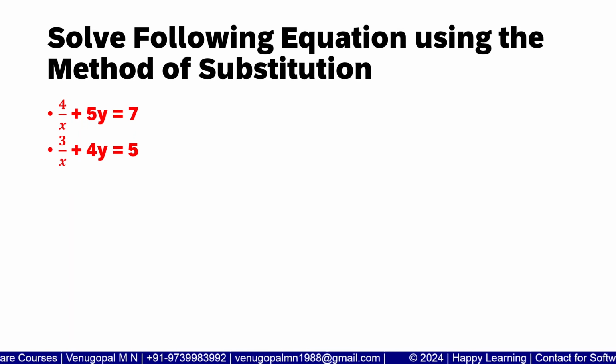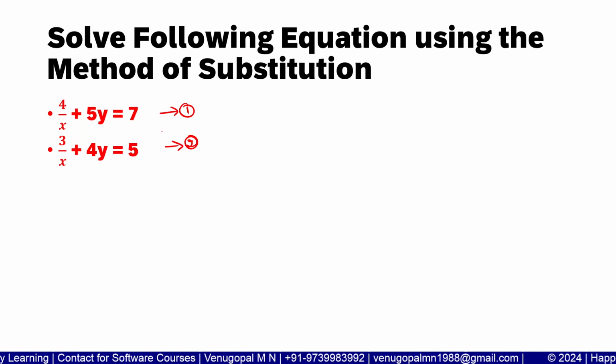This is how you'll be able to find out the value of unknown variables using the method of substitution. Let us take one more complex example if you wish to have a look at it. That complex example would be 4 divided by x plus 5y is equal to 7 and 3 by x plus 4y is equal to 5. Let us call these equation 1 and equation 2.